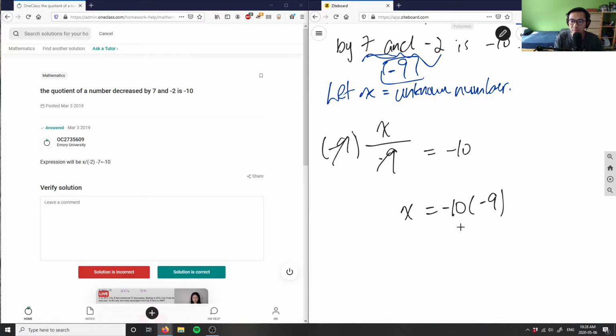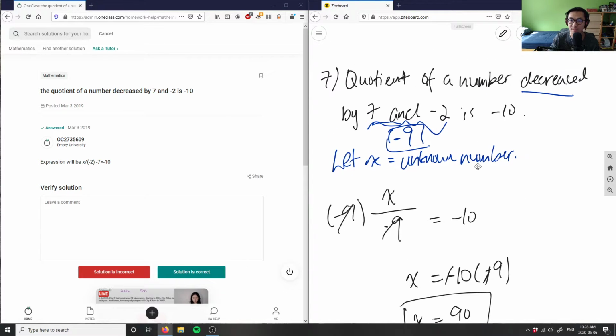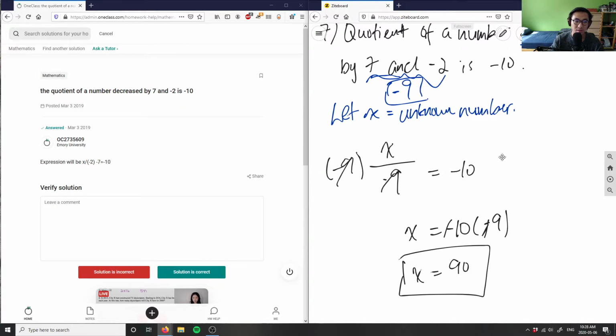So these two cancel out. And then x would be 90, right? -10 times -9 here. The negatives cancel out. 10 times 9 here equals 90. So this here is actually the solution to my problem. And I can say that 90 divided by -9, minus 10... equals -10. So this here is our correct solution and answer here.